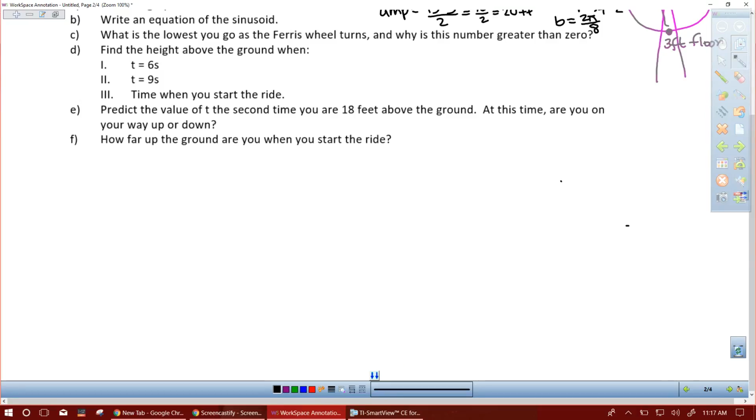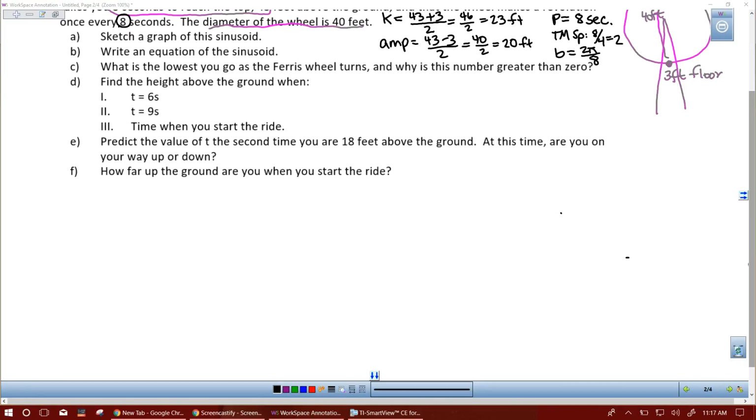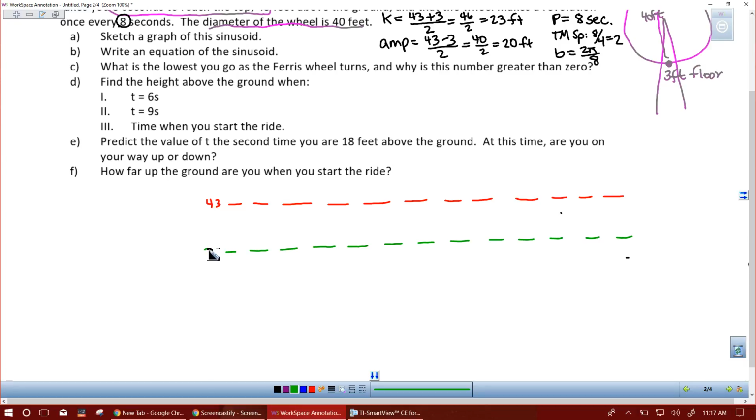The next thing that I really want to do is make a sketch of my situation. I'm always going to sketch my situation before I write equations because I'm visual. I need to see what's going on. Just like we did yesterday, I'll start out with a value for the ceiling. That's at my 43. I'll do my middle, that's that K. We got that to be 23. And then we'll draw our floor. Here's my floor, and the floor was at 3.